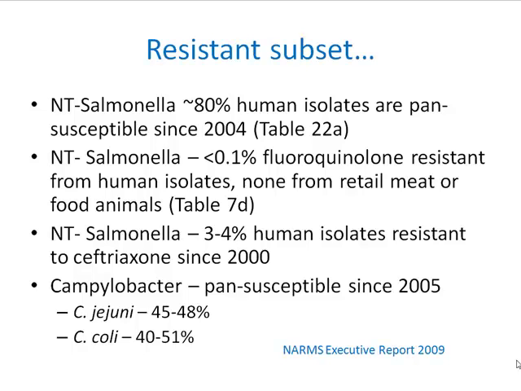Interesting. Non-typhoidal Salmonella, 3 to 4% of human isolates resistant to the third generation ceftriaxone since the year 2000. The data is in the reports. You just need to dig it out. In Campylobacter, about 40 to 45% pan-susceptible since 2005. So there's a value for antimicrobial resistance trending and analysis here. And there's lots of details on serotypes and multi-drug resistant bits and pieces. But if we focus on the flip side of what's susceptible, those susceptible bugs still make people sick. Do we want that? I'd prefer not to have Salmonella, period, whether it's resistant or not.